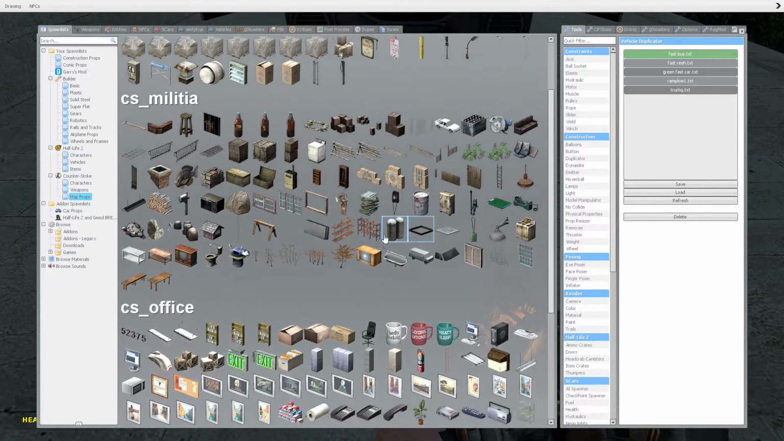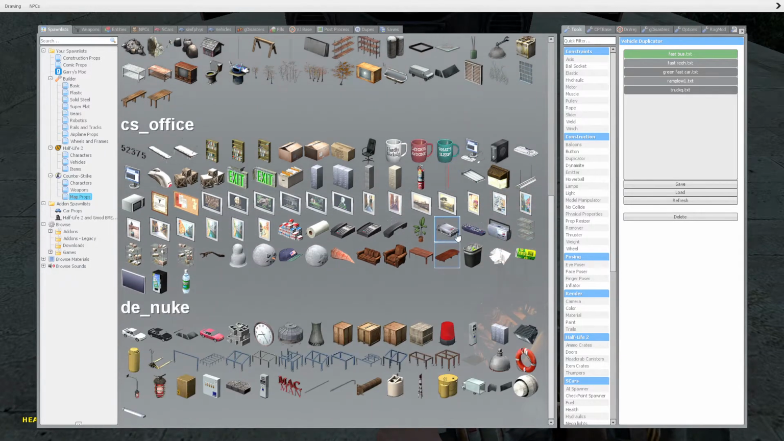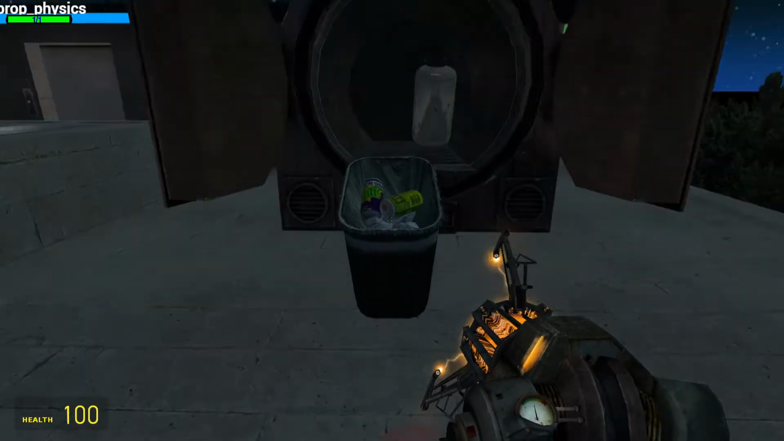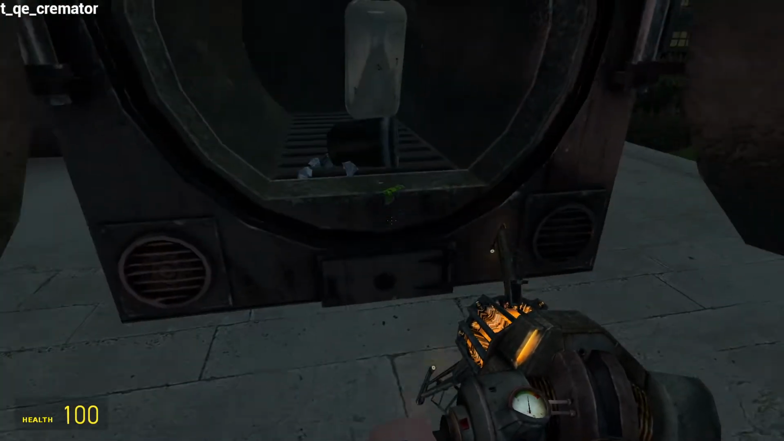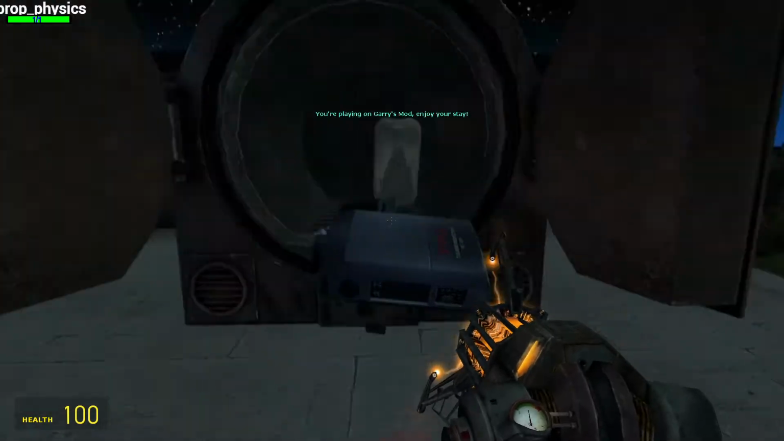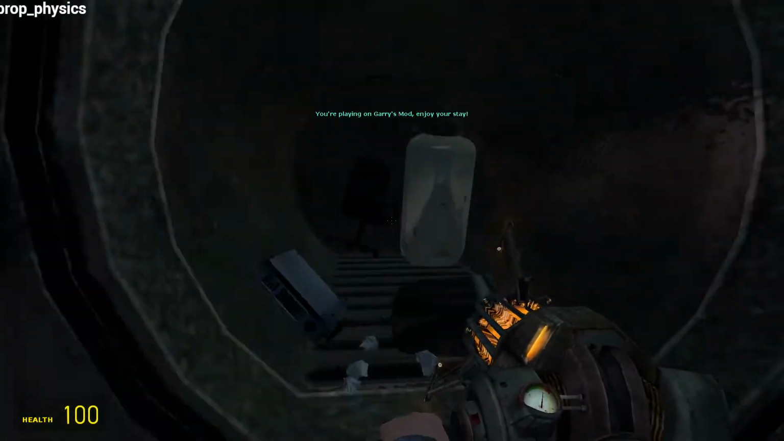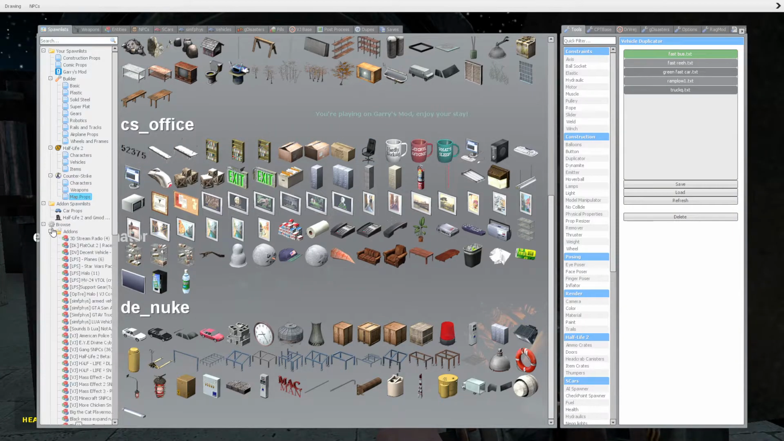Let's see, what's the best tasting? What do people like in their stew? Trash, yes. They also like projector and office chair. But then we're missing something.